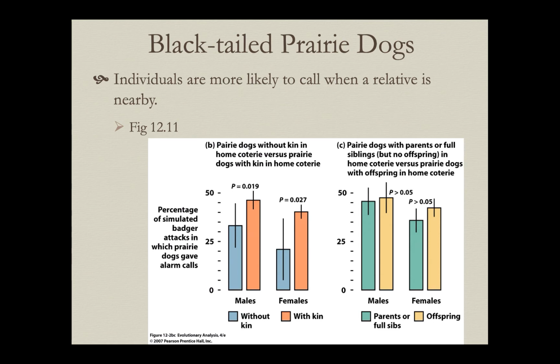And sure enough, individuals are more likely to call when they're surrounded by close relatives. So here we have males versus females on the x-axis, and the percentage of simulated badger attacks in which they gave alarm calls. If they didn't have kin nearby, both males and females were less likely to give these alarm calls. They're much more likely to give these alarm calls when they're surrounded by close kin.